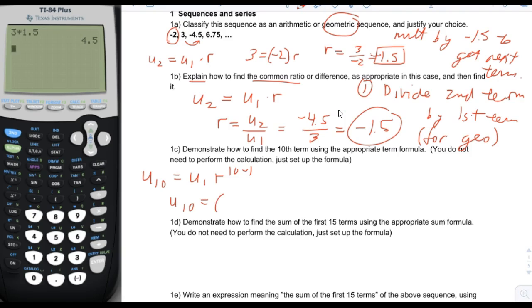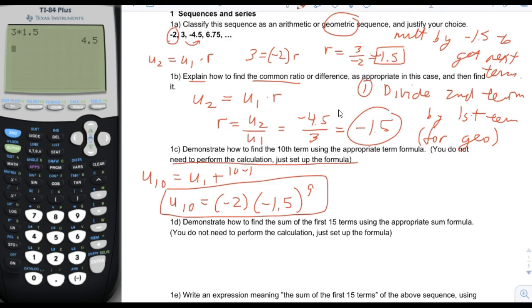So from this information, we can easily figure the 10th term out. We'll put -2 times r, which is -1.5, to the 9th power. Since this is a non-calculator test, you don't need to perform the calculation, just set up the formula.